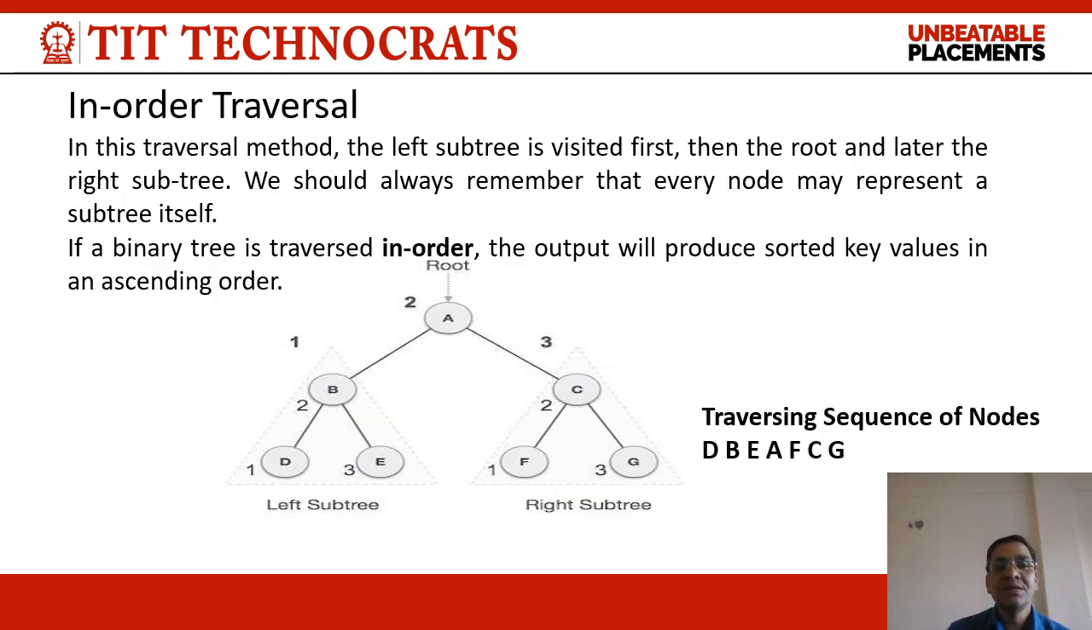In-order traversal means the left subtree is visited first, then the root, then the right subtree is visited. We should always remember that every node may represent a subtree. If a binary tree is traversed in order, the output will produce sorted key values in ascending order.